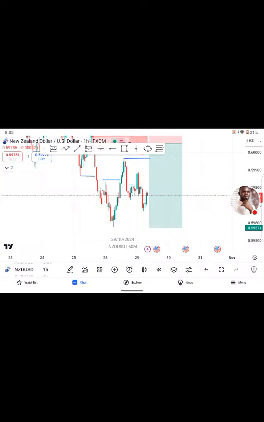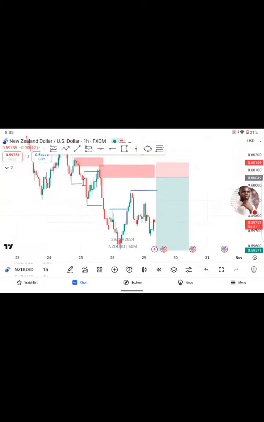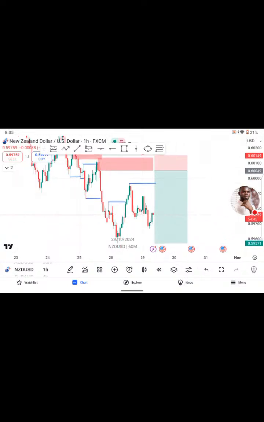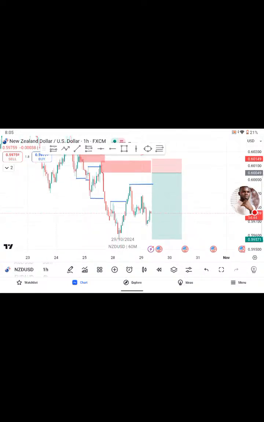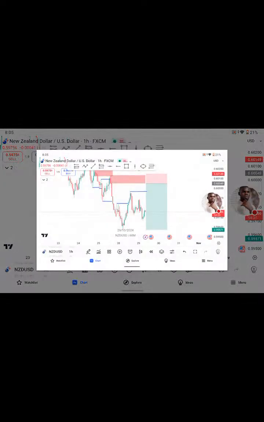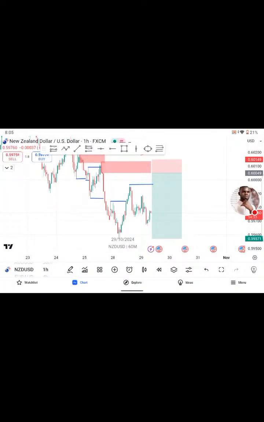So this is the setup I have here. And NZD USD, this is what I have on NZD USD. So I'm waiting for price to take out that high and continue the bearish order flow. So let's go to AUD USD.